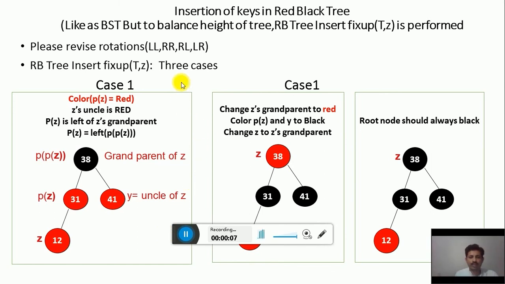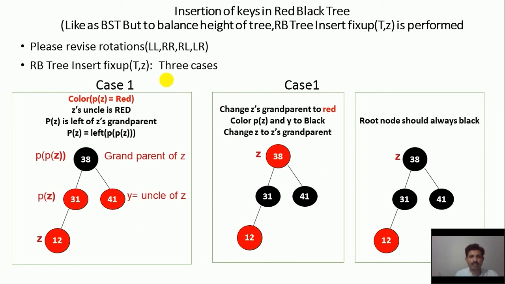In this video lecture, I am going to discuss all three cases where the tree is unbalanced and their solutions, where we can get the balanced tree. All three cases happen when the color of P of G is red.